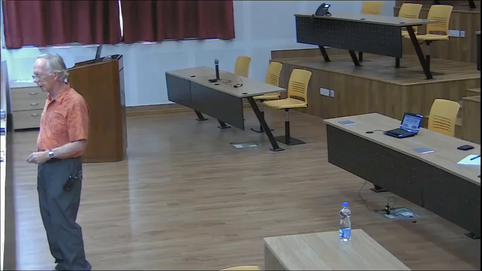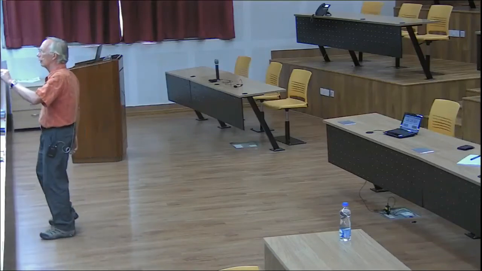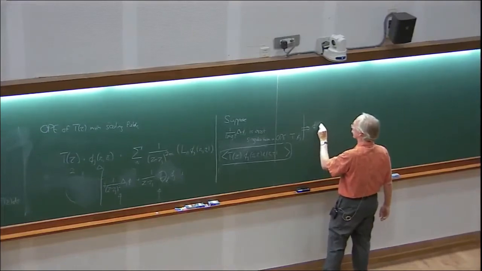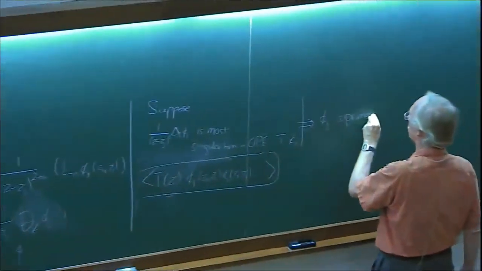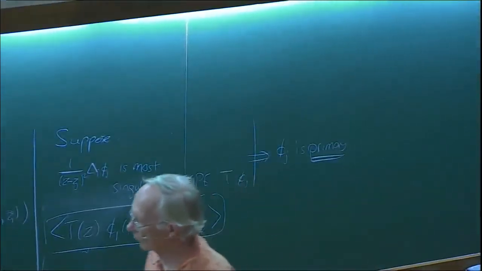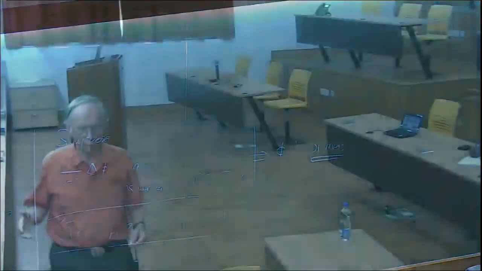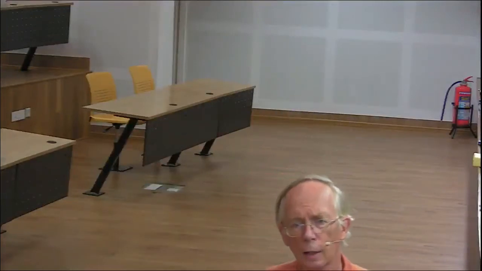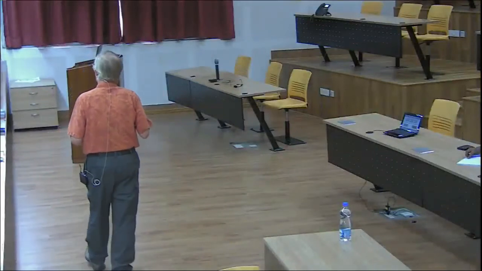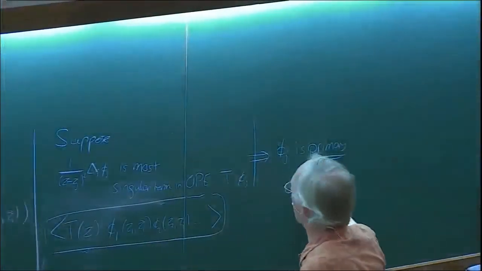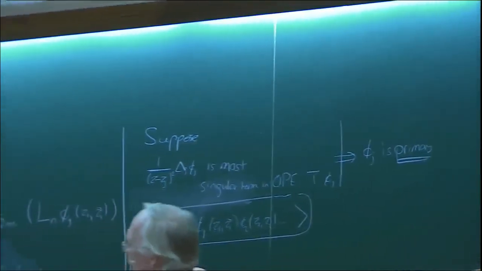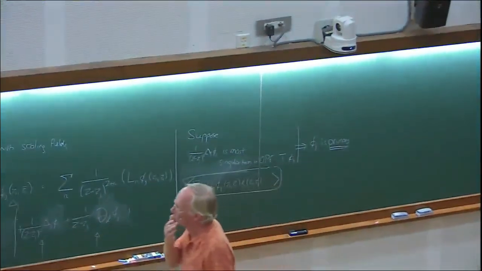Now, why was I justified in making this assumption? Well, let's just say that if this is true, then by definition we say that phi j is primary. It's a primary field. Well, that's fine, but that's just a definition. But what you can actually show is that all the fields in the theory can be either primary or what we call descendants of them.